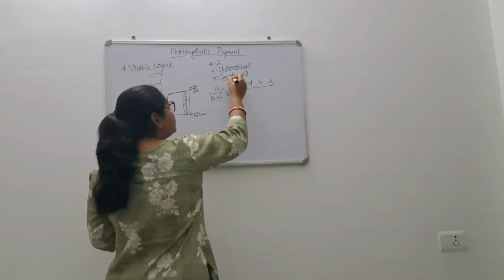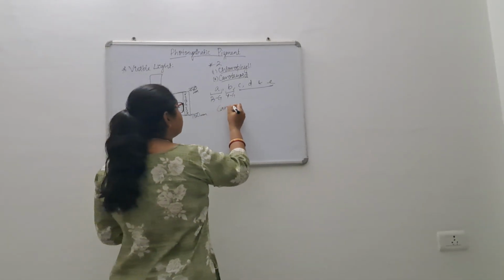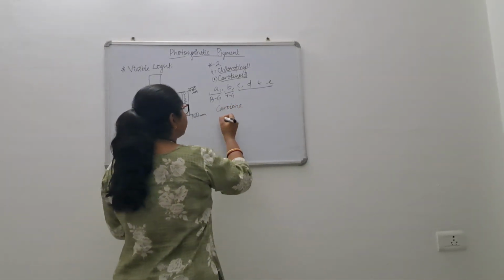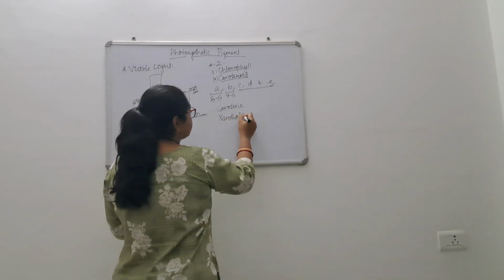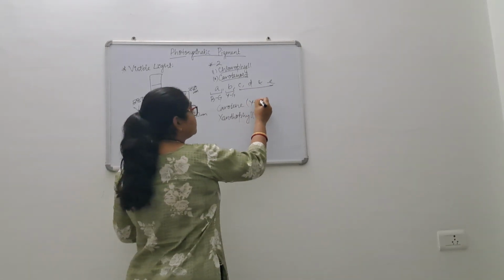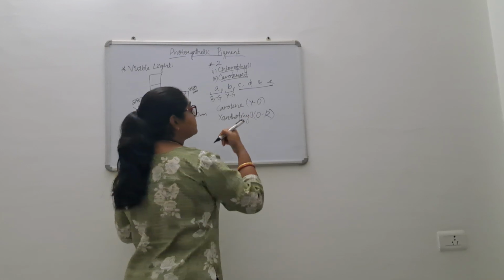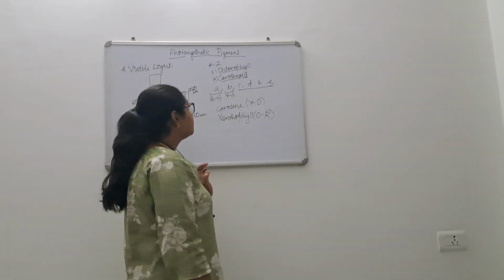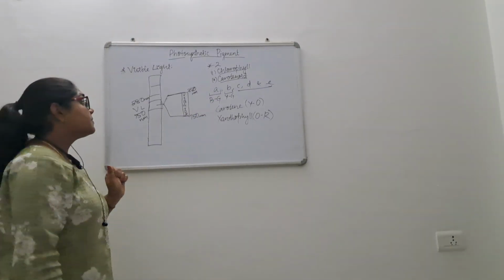Then carotenoids are also of two types. One is carotene and the second one is xanthophyll. Carotene is yellow to orange in color and xanthophyll is orange to red in color. So these are two different types of carotenoid pigments.